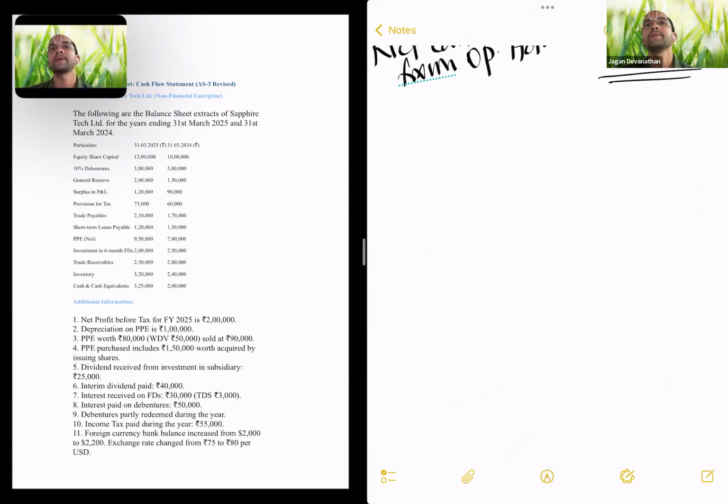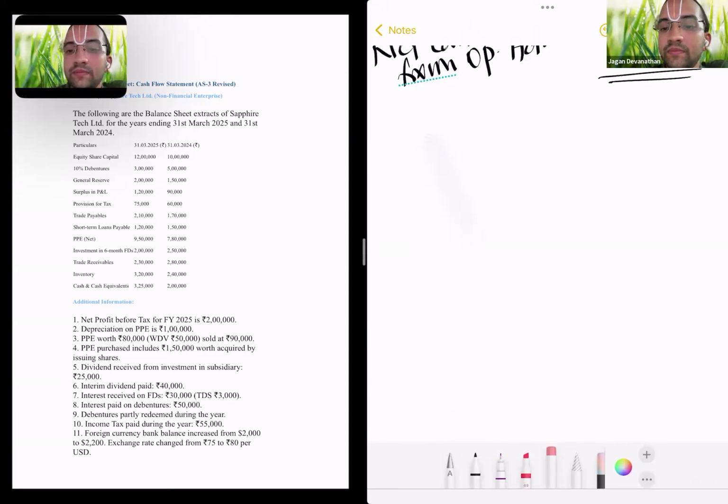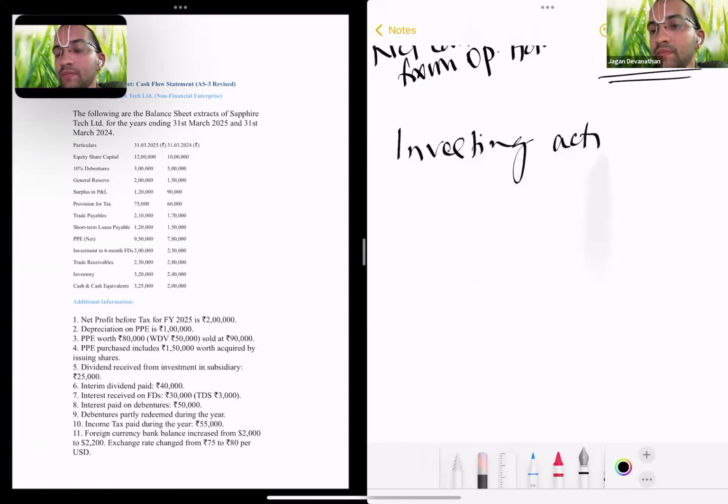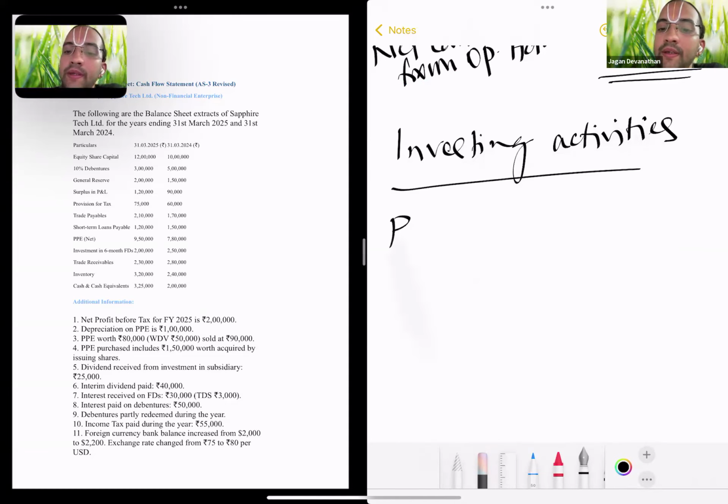So we have calculated cash flows from operating activities. Now, let's come back. The next section of the cash flow statement is what? Investing activities. So the biggest thing that we have to see here is the PPE adjustment. Because we have dividend, we have interest also, but the PPE adjustment takes the cake, right? Now let's see investing activities.